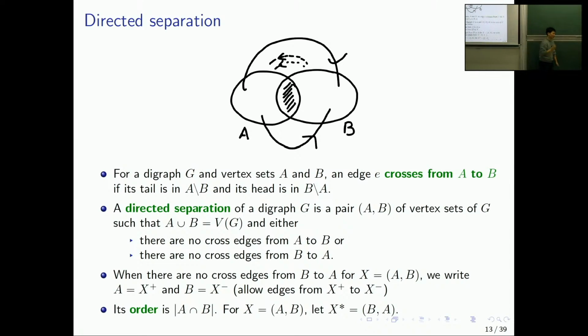It may be confusing. We had to decide which part is plus or minus, and we just decided like this. We choose arbitrarily one side to be plus and the other part minus, and the order is the size of the intersection. And for a separation X equal to AB, we denote by X star the opposite, BA.